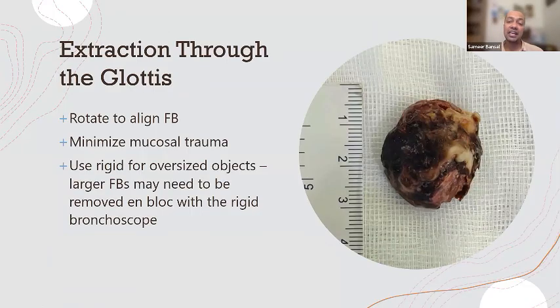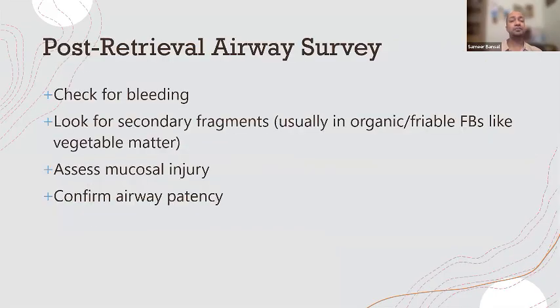Now, this was lost in the right main bronchus, and this was a horror to actually take it out through the vocal cord. Also, we used a rigid barrel, so we had to extubate. So, the thing is to minimize mucosal trauma and generally use your rigid for oversized objects because they may need to be removed en bloc with the whole scope, as I've shown over here.